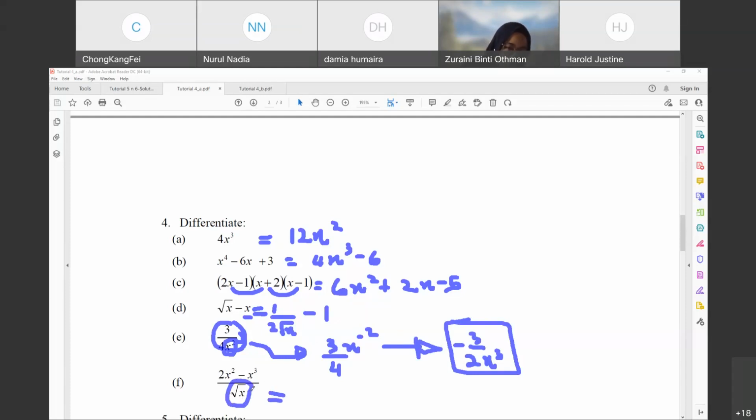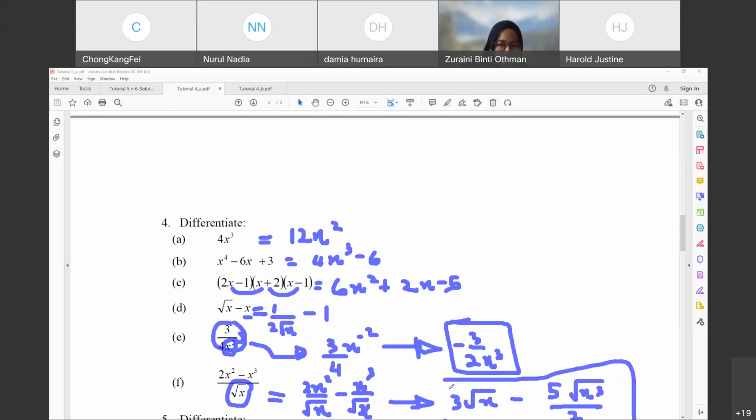And for this one, we solve this one. When we have only one term in the denominator, if you don't want to use the quotient rule, it's okay. But you have to simplify it first, which is you find 2x to the power of 2 over square root of x, minus x to the power of 3 over square root of x, then find the answer. After we simplify this, we will get one term of x on top, another term of x on top too. Then the final answer you will get 3 square root of x minus 5 over square root of x to the power of 3 over 2. Okay, this is the final answer for F.